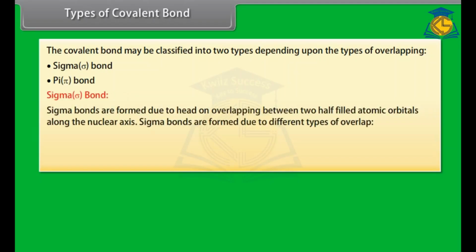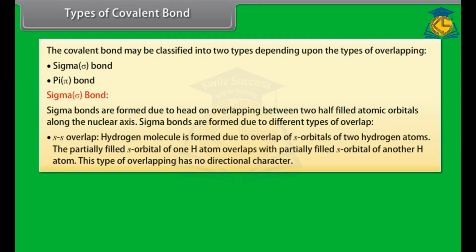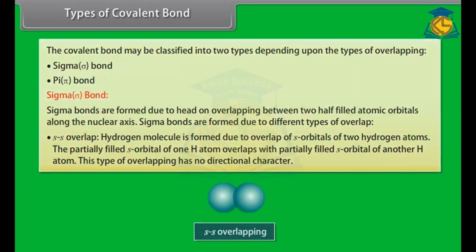Sigma bond. Sigma bonds are formed due to head-on overlapping between two half-filled atomic orbitals along the nuclear axis. Sigma bonds are formed due to different types of overlap. S-S overlap. Hydrogen molecule is formed due to overlap of s orbitals of two hydrogen atoms. The partially filled s orbital of one H atom overlaps with partially filled s orbital of another H atom. This type of overlapping has no directional character.